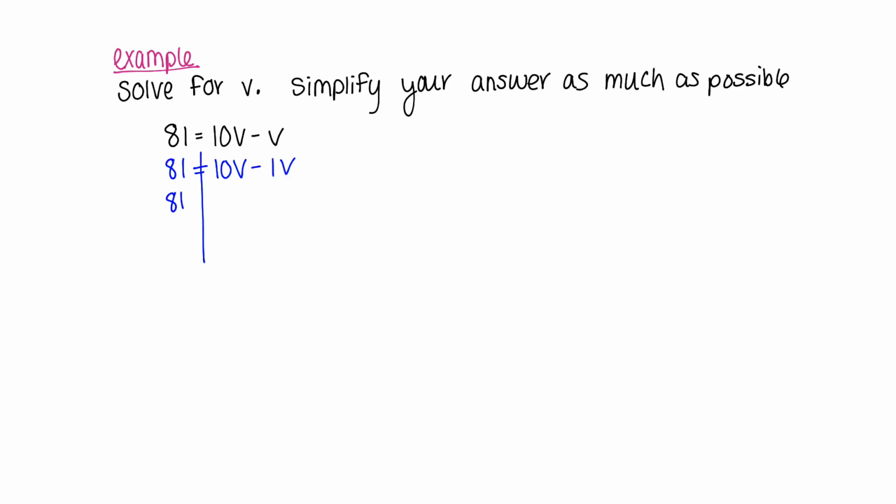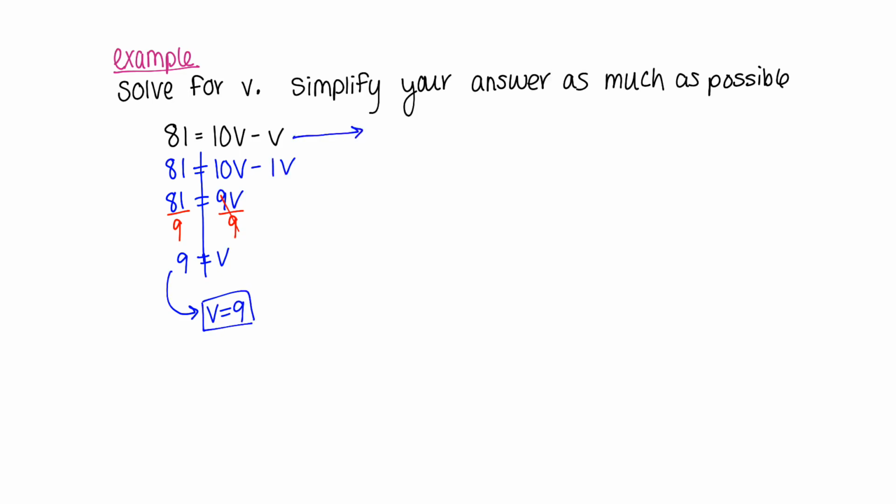Now we can go ahead and finish solving this. So 10v minus 1v, that'll be 9v. To get v by itself, we'll divide both sides by 9. Those 9s cancel. 81 divided by 9 is going to give me 9. So v is equal to 9. 9 equals v is the same as v equals 9.